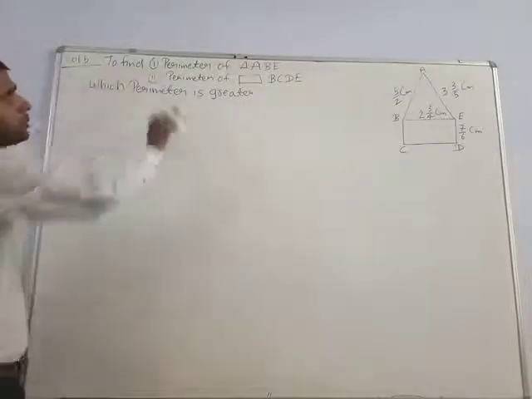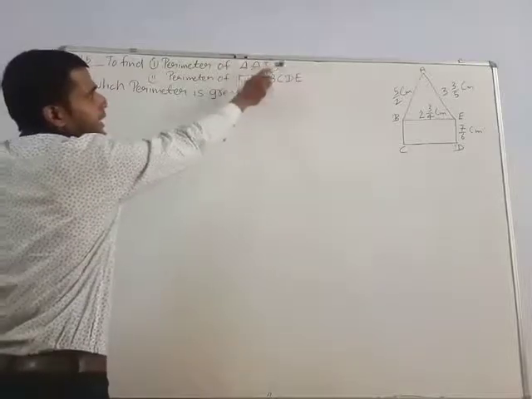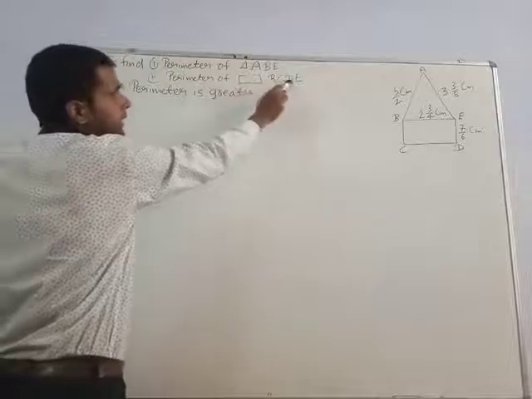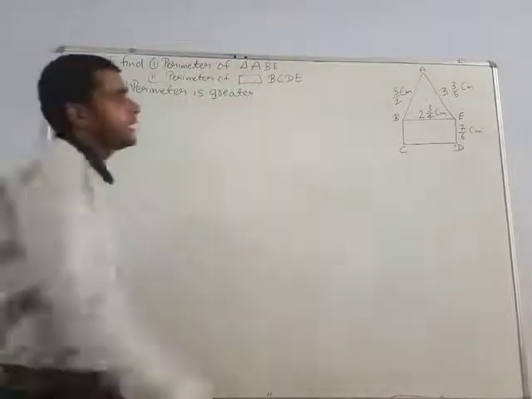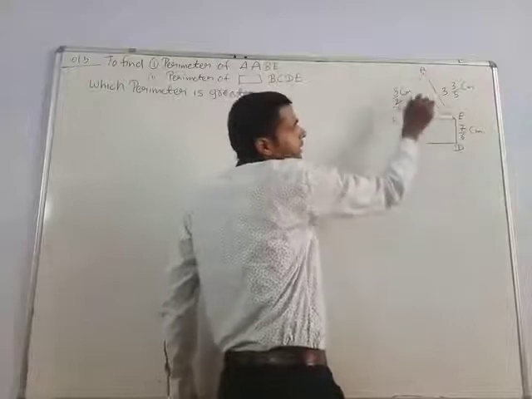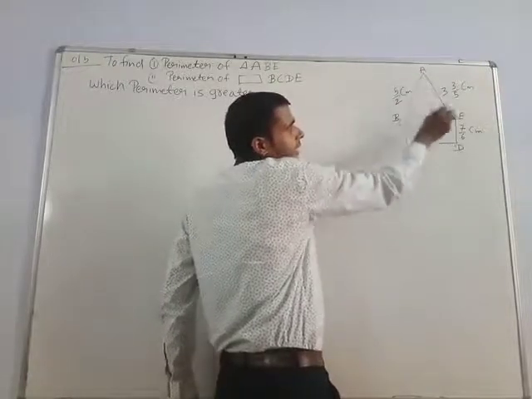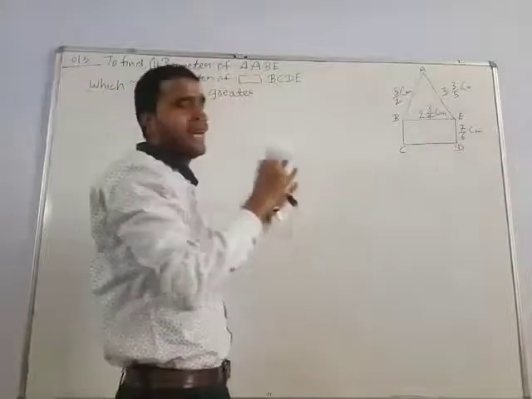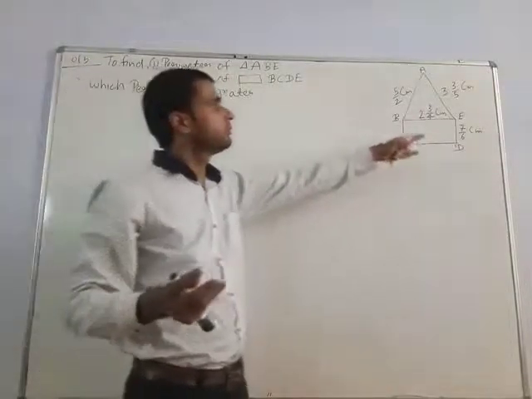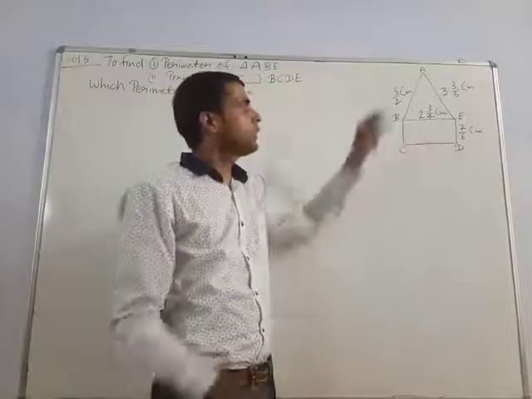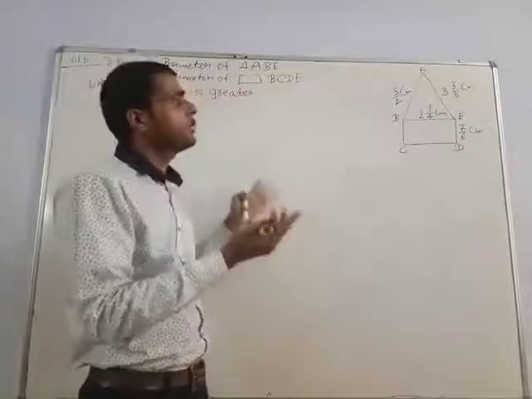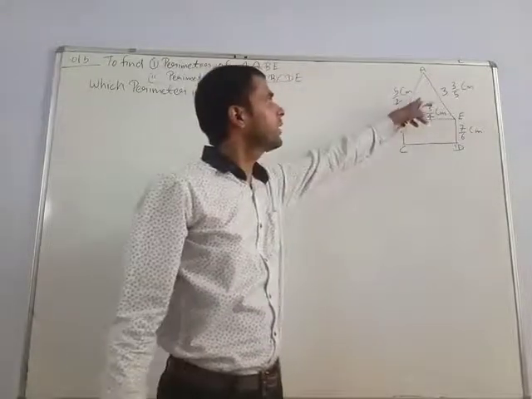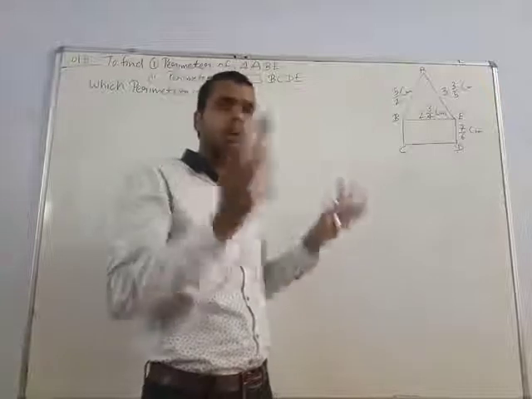In question number 5, find the perimeter of triangle ABE and find the perimeter of rectangle BCDE. Which perimeter is greater? This is figure ABE. Now this is a triangle and this is a rectangle. So what is perimeter? Perimeter means you have to add all sides. In a rectangle there are 4 sides, or you apply the formula 2 times length plus breadth. In a triangle there are 3 sides, so you have to add all 3 sides.